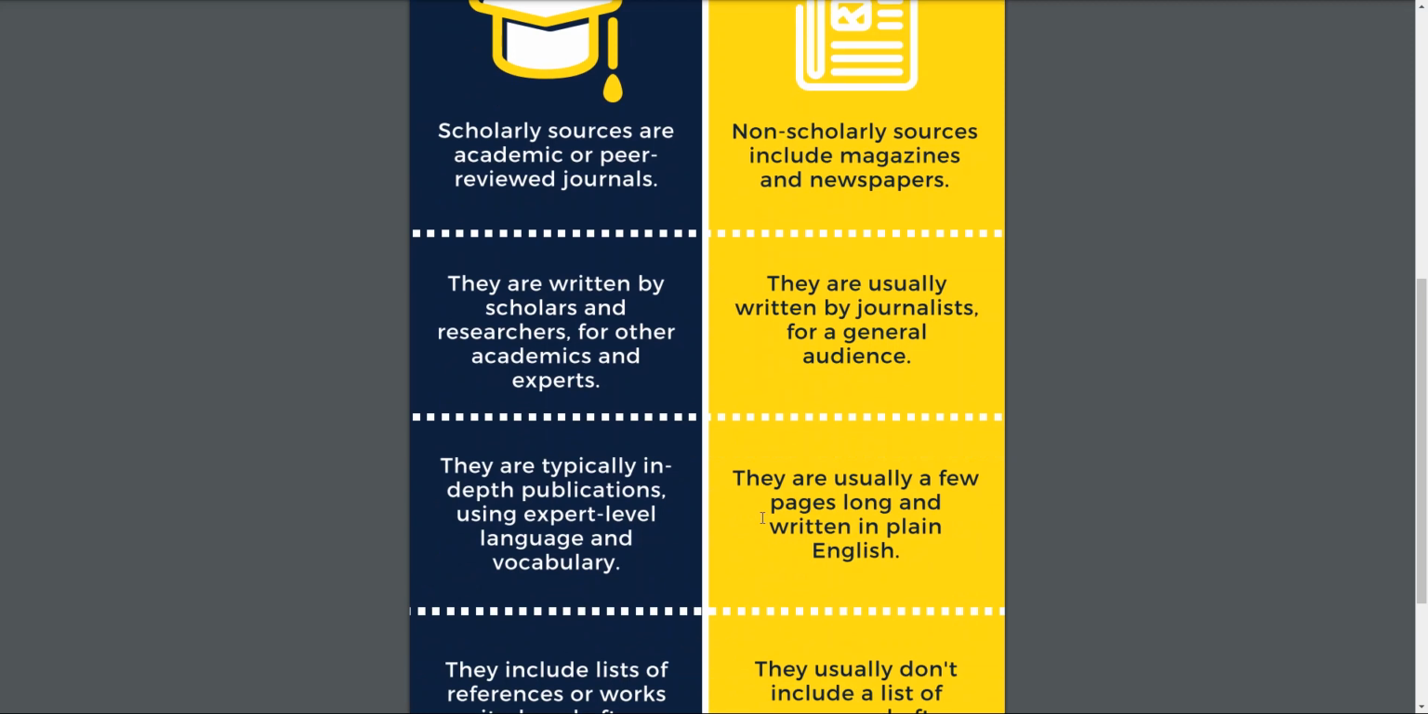Scholarly articles are typically in-depth publications using expert language and vocabulary, whereas non-scholarly articles are typically written in more straightforward, plain English and prose, almost like conversational English. Whereas, again, the scholarly ones are written in this sort of highbrow level English that is very matter of fact, to the point, and about presenting facts as easily as possible.